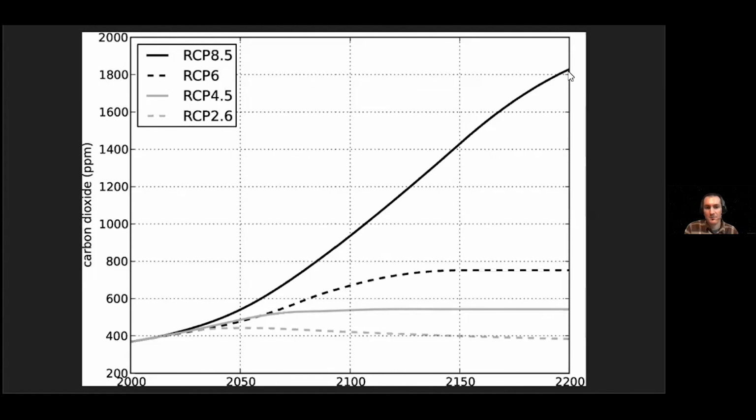Carbon dioxide concentration would be around 1800 parts per million, more than 4 times the current amount, if we were to stay on business as usual. The more aggressive approaches toward population and energy consumption put us below 800 parts per million, which is still double today's value. Realistically speaking, we'll probably find ourselves somewhere in this range between the RCP 4.5 and the RCP 6.